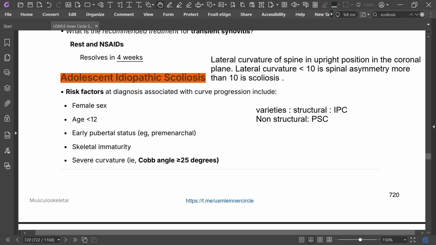What are the risk factors? Female sex, age less than 12, or you can remember less than 10. Also curvature more than 10, early pubertal status, premenarchal status, skeletal immaturity, and severe curvature, curve angle more than 25 degrees.